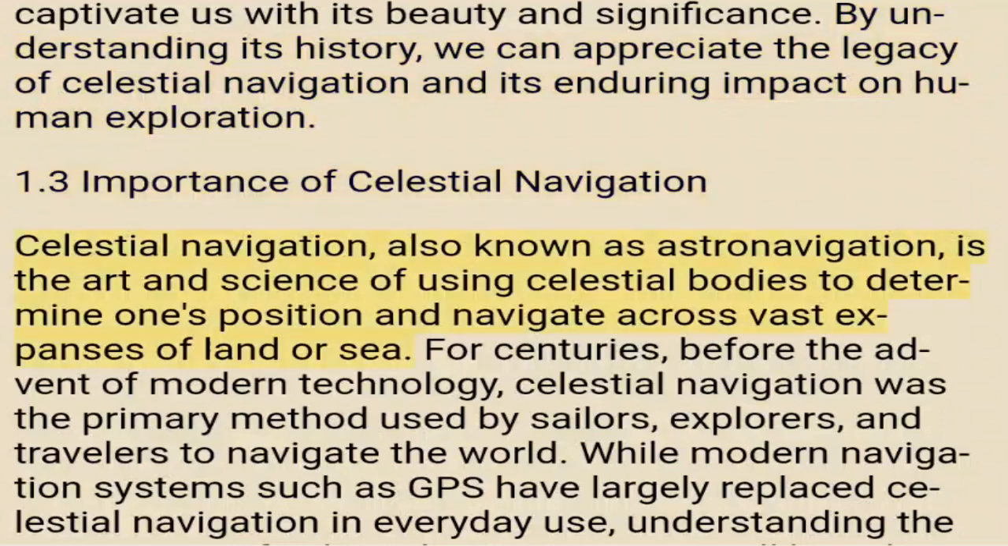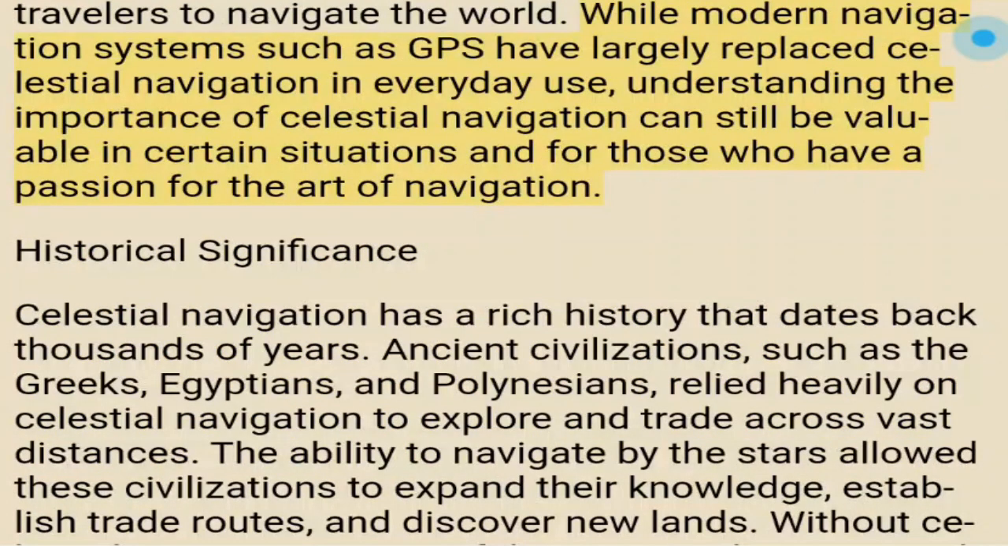1.3 Importance of celestial navigation. Celestial navigation, also known as astronavigation, is the art and science of using celestial bodies to determine one's position and navigate across vast expanses of land or sea. For centuries, before the advent of modern technology, celestial navigation was the primary method used by sailors, explorers, and travelers to navigate the world. While modern navigation systems such as GPS have largely replaced celestial navigation in everyday use, understanding the importance of celestial navigation can still be valuable in certain situations and for those who have a passion for the art of navigation.